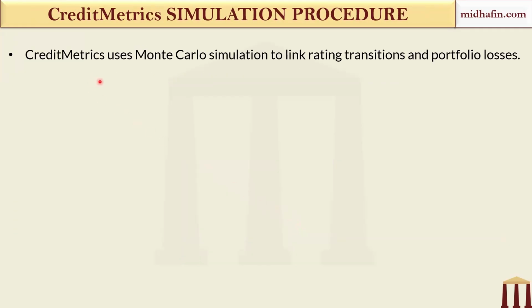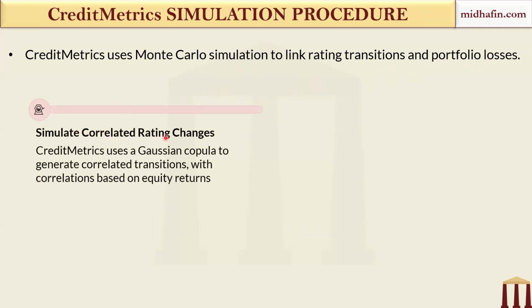Now as I said, CreditMetrics uses Monte Carlo simulation to link rating transitions and portfolio losses. So it provides a complete portfolio-level view of credit VaR. So what are the steps? Step one, we simulate the correlated rating changes for all borrowers using a Gaussian copula. The correlation structure is derived from equity returns, since firms that move together in the market often share similar credit dynamics. And it is a very good approximation.